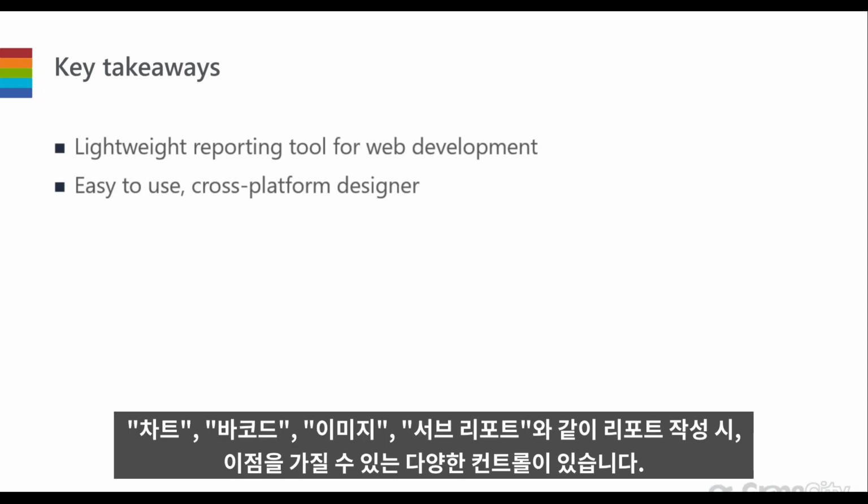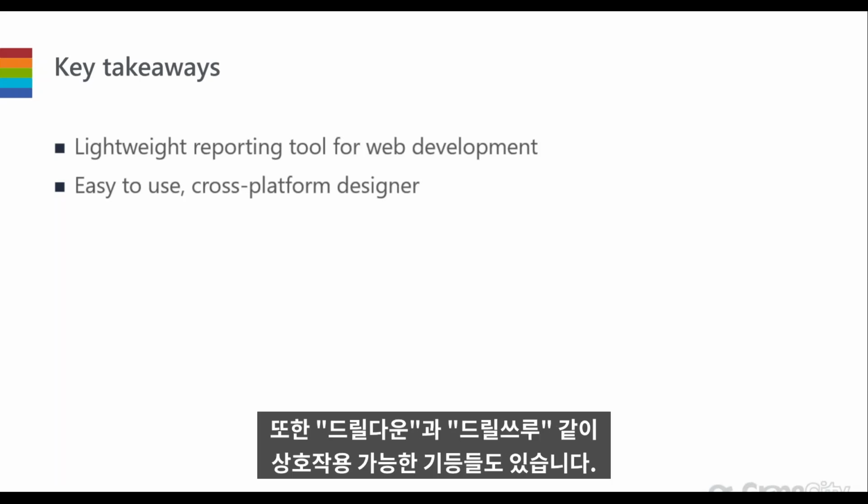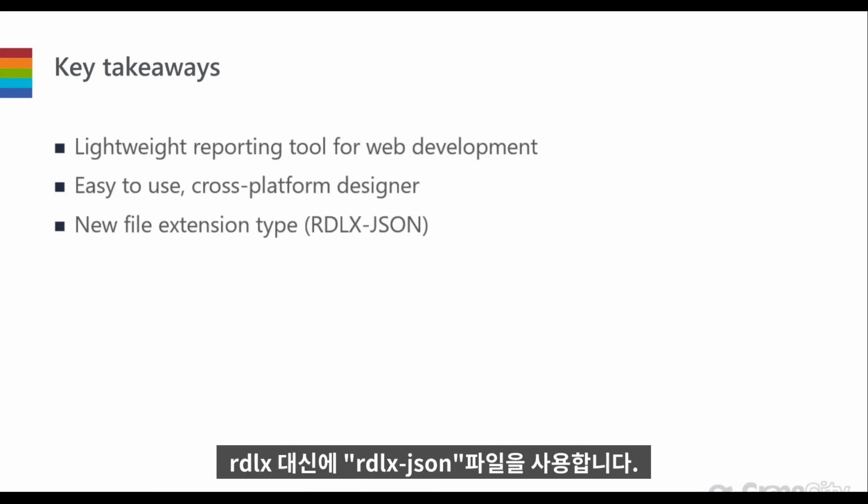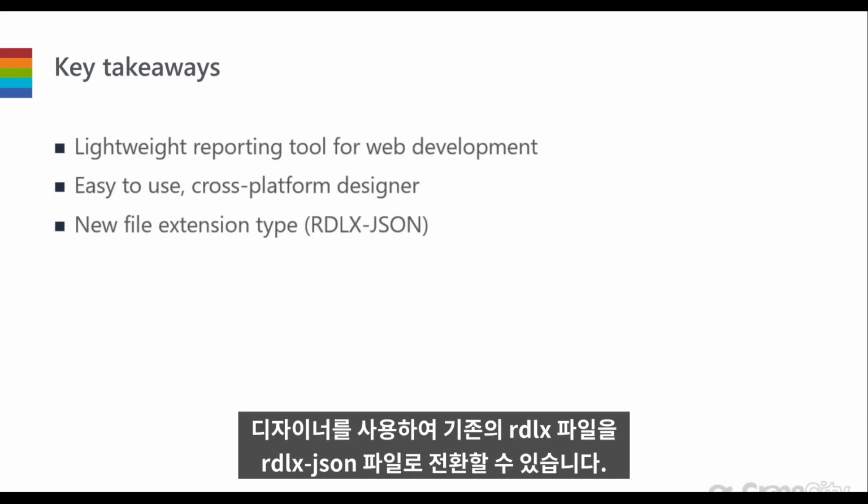So there's many other report controls that you can take advantage of as well in the designer, including charts, barcodes, images. There are sub-reports as well, and also interactivity features like drill down and drill through. So we also talked about the new file extension for the ActiveReportsJS files. So they use RDLX.json instead of RDLX. And you can use the designer to convert those existing RDLX files to RDLX.json.